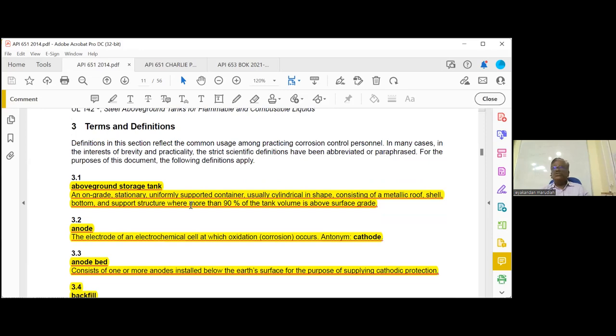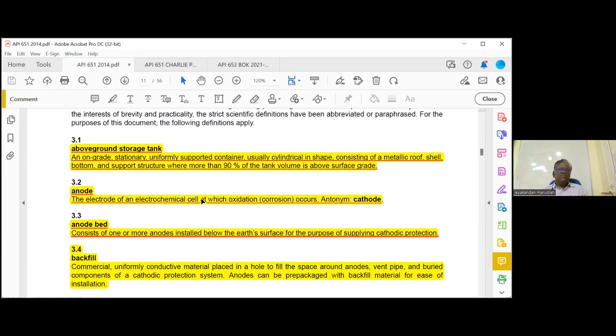What is meant by aboveground storage tank? An on-grade stationary, uniformly supported container, usually cylindrical, metallic, where more than 90% of the tank is above the surface grade. Aboveground means, as per 651 and 652, at least 90% should be above the ground. That is called an aboveground storage tank. Even with 10% below the ground, it is still considered aboveground.